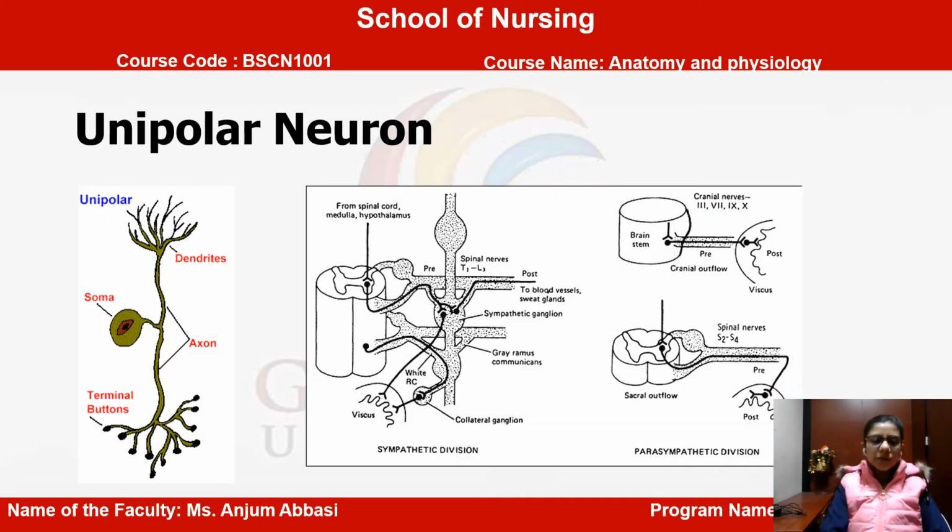So in this slide, you can see a unipolar neuron. Here is the diagram of a unipolar neuron. You can see the upward projections. This is known as dendrites, and it's having the body of axons, and this is soma, as we have seen in the last bipolar also, no?